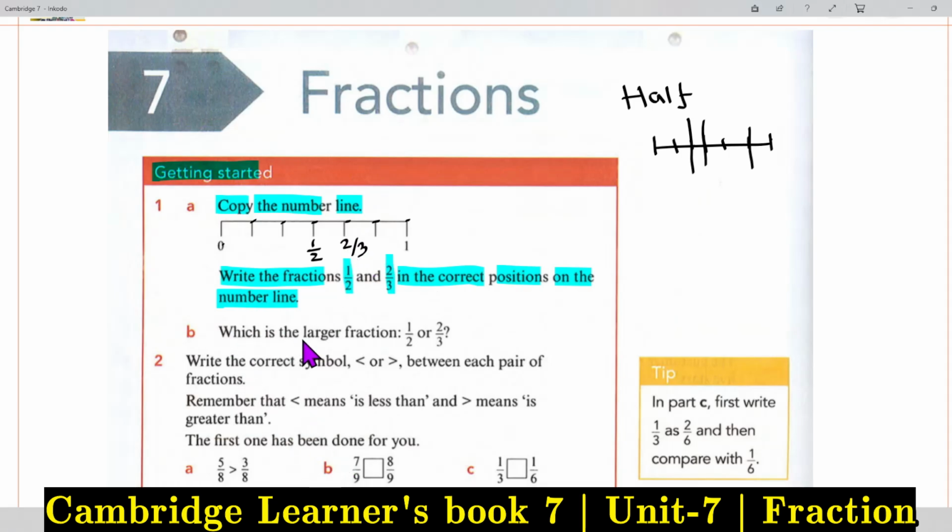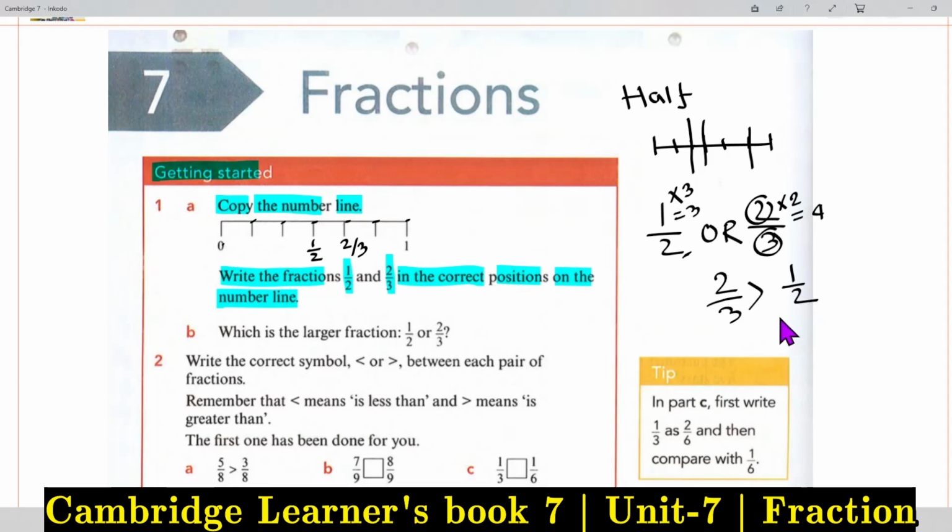Okay, which is the larger fraction, 1 by 2 or 2 by 3? So this is the best way: if we multiply this 3 with this 1, it will be 3, and this 2 with this 2, it will be 2 times 2 means 4. So 2 by 3 is larger than 1 by 2. But another thing, 1 by 2 equals 0.5 if you use a calculator, and 2 by 3 we will get 0.67. So this one is larger.